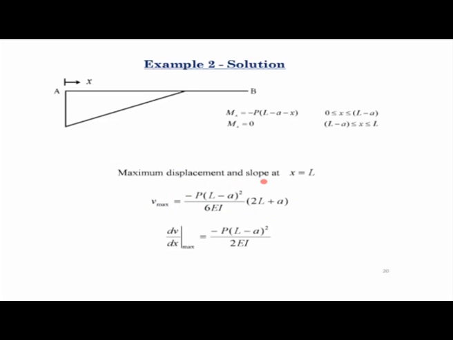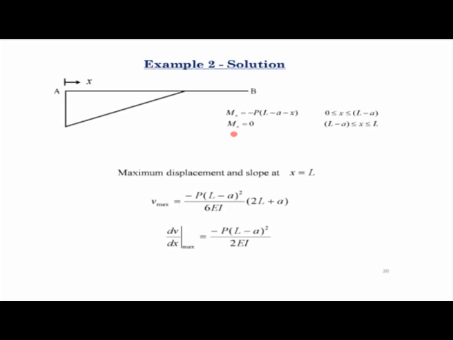So the maximum displacement and slope of the beam are obtained by putting x equal to L in those two equations. This is the maximum slope, which is minus P(L minus a) squared by 2EI, and the maximum deflection is minus P(L minus a) squared by 6EI into (2L plus a). So these are the maximum deflection and maximum slope at the end B. These are the two examples that I wanted to discuss in this lecture.